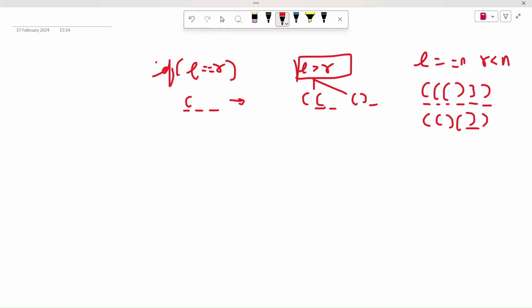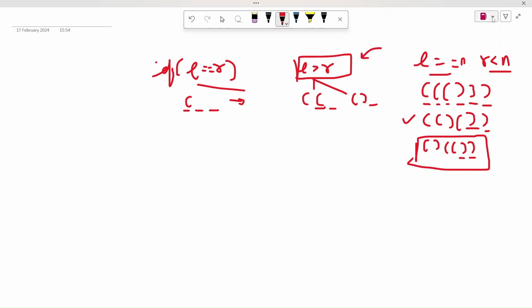Here, this one and this one. You can see this is also a valid string. This is also a valid string. Another configuration can be like that. This is a different case, right? So always this one and this one at this position. This is my condition number 3. I have to only handle the case where L is greater than R, and when L is equal to n and R is less than n.